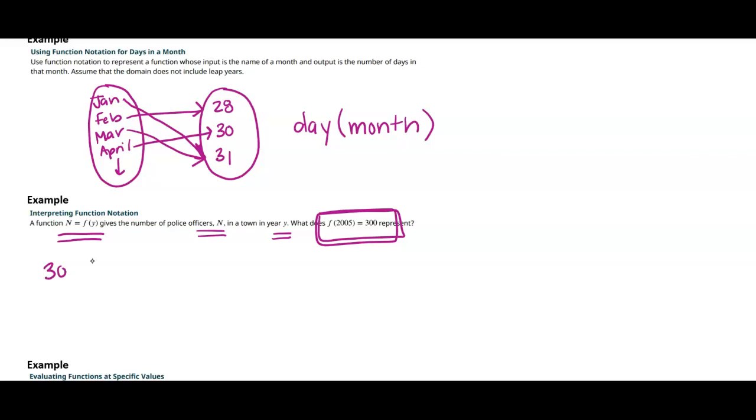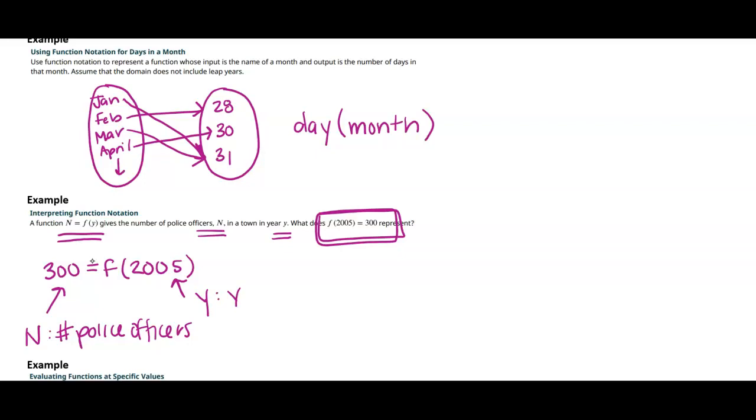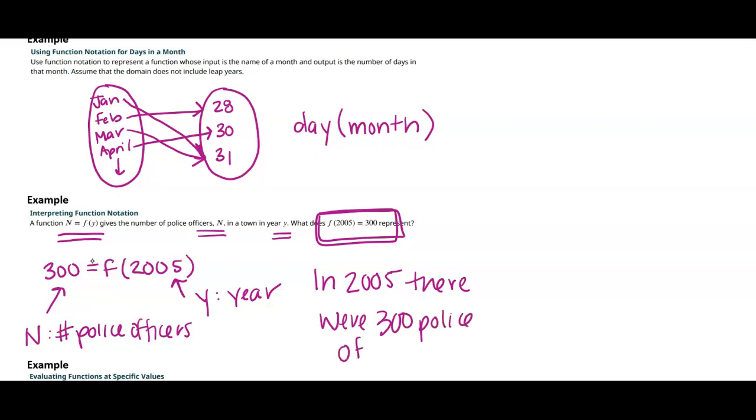I'm going to flip this so that it looks like the definition that was given. This is n, which is the number of police officers. This is little y, which in this case is year. So I could say in 2005, there were 300 police officers in this town.